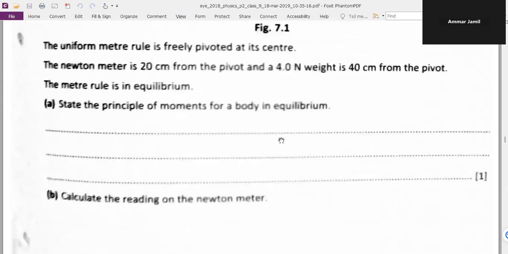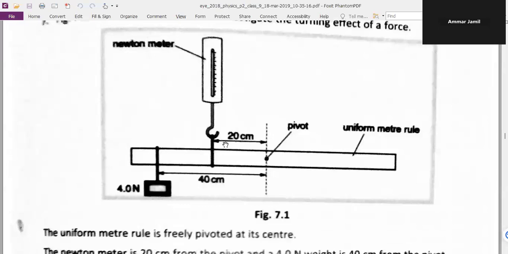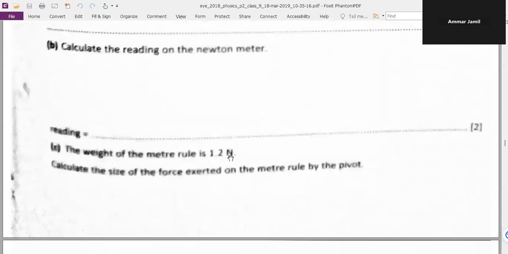The reading of the Newton meter will be, you will be placing 20 distance times the force of the Newton meter equal to 4 Newton multiplied by 40, and you will get the force exerted by the Newton meter.